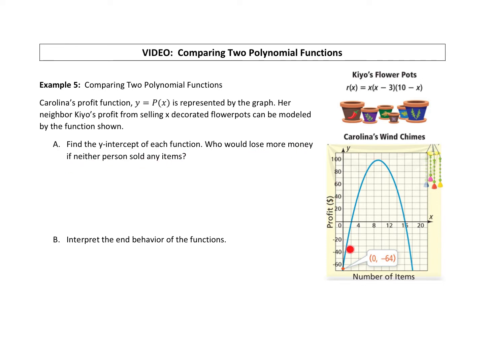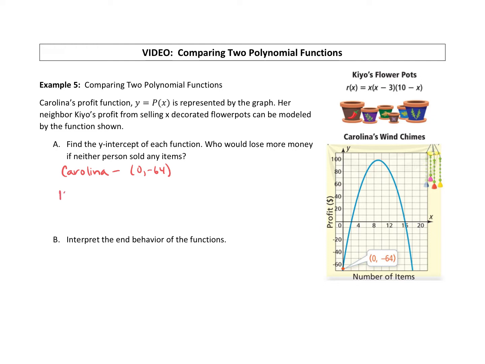So I'm going to go to the graph first because visually we can find the y-intercept of this graph. The y-intercept is when we haven't sold anything because our x is representing our number of items we're selling, whether it's wind chimes or flower pots. So if you haven't sold any wind chimes, Carolina, her y-intercept is (0, -64). So let's make a note of that. Carolina, her y-intercept is (0, -64).